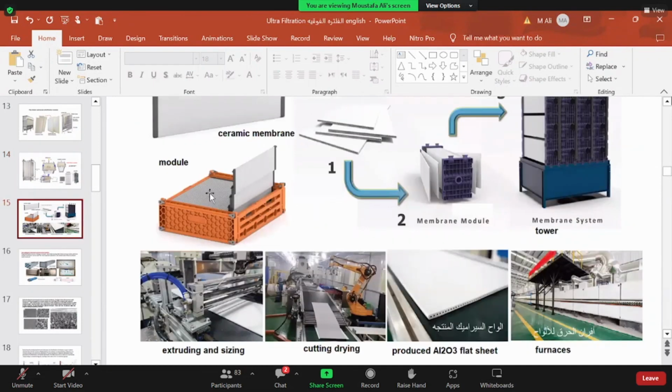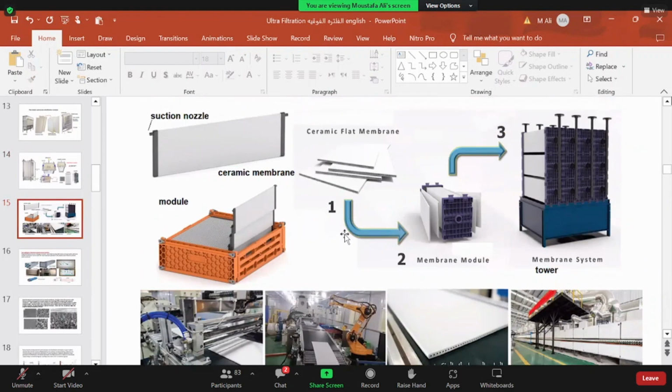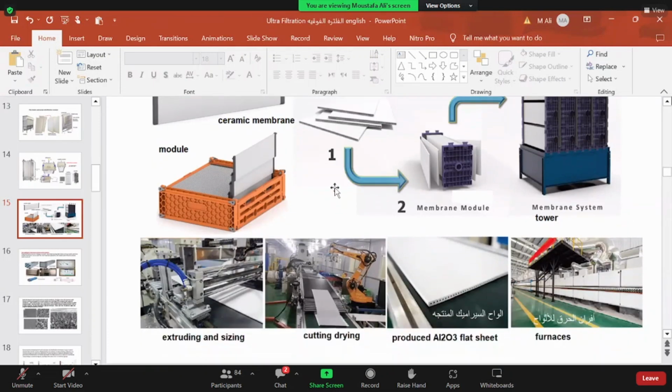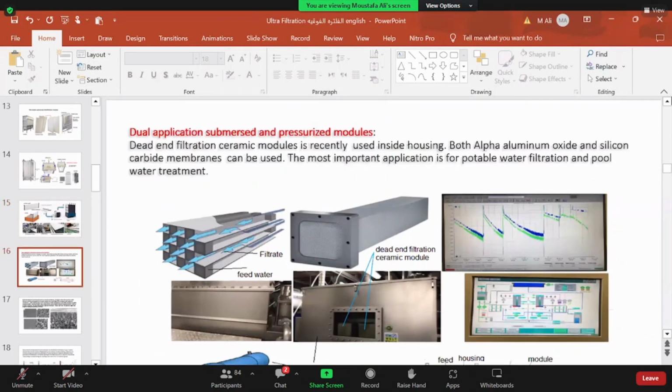The third thing is the ceramic membranes. The ceramic membranes we can find in general in two types. The first type, regardless of course of the material used for it, whether titanium oxide, zircon oxide, alpha aluminum oxide, or silicon carbide, it depends on the material. The material is different, but the main assembly is almost the same. Let's see the manufacturing process for it here, as shown in the figure.